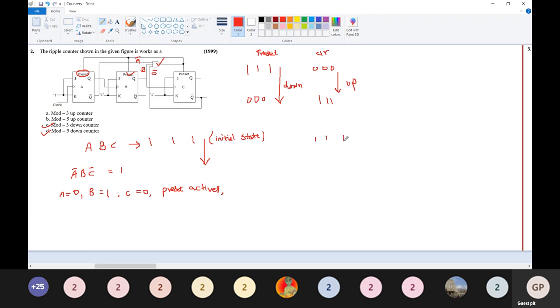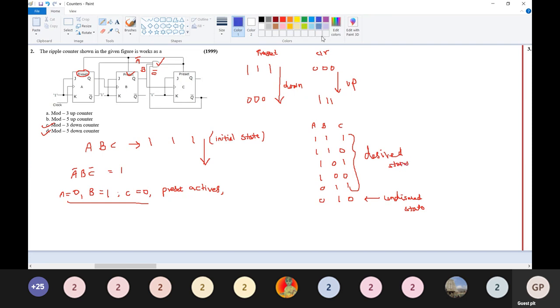So now initially the condition is 111. The next counts will be 111, 110, 101, 100, 011, and next 010. When it becomes 010, what happens? It gets set to 1. That means this particular count is undesired; you will not be getting this. This is the undesired state, and these are the desired states.